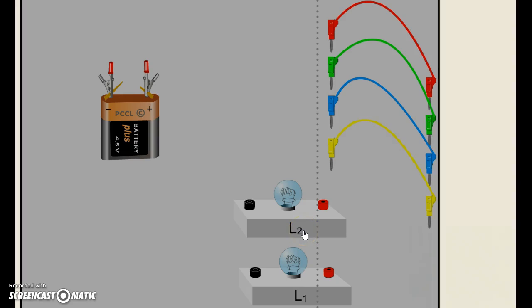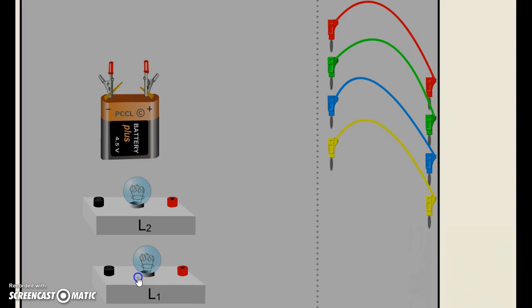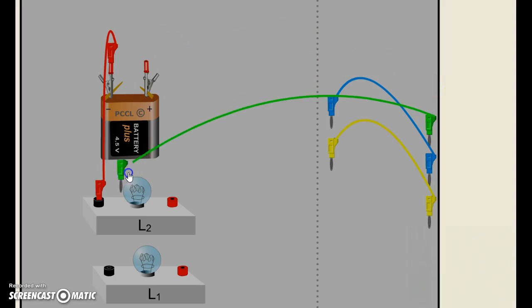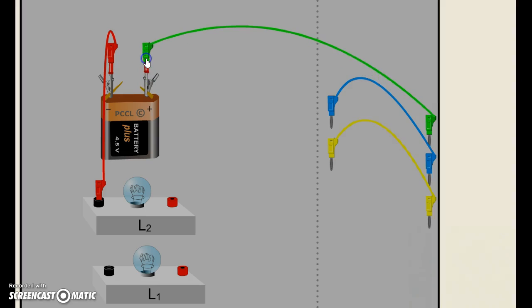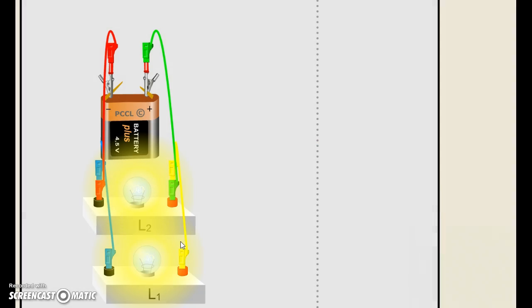I'll make another circuit that you can classify as parallel or series. So I'll move these two light bulbs like this, plug in my wires, light bulb 2 lit up. Let's see if I can light up light bulb 1. There we go. Now would this be a series or a parallel circuit?